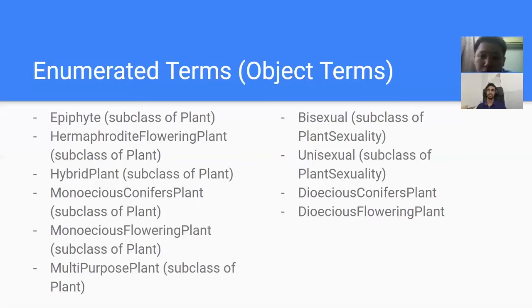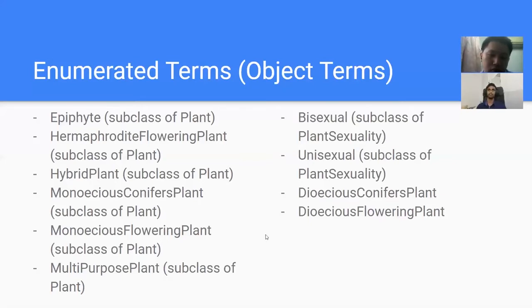Dioecious flowering plant is the same as the previous description, with the only difference being that it has flowers. Since it's a flowering plant, we have defined any plant that has either male flower or female flower, but not both, to be classified as dioecious flowering plant.